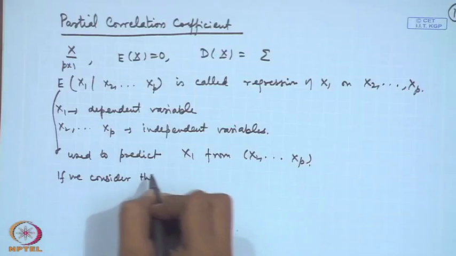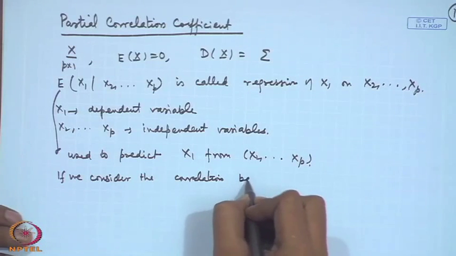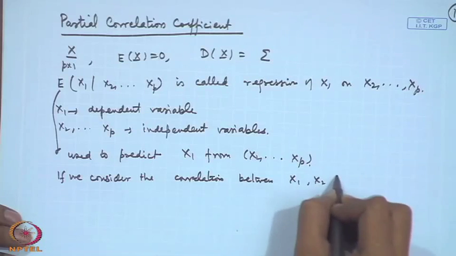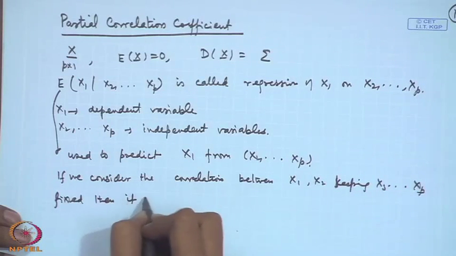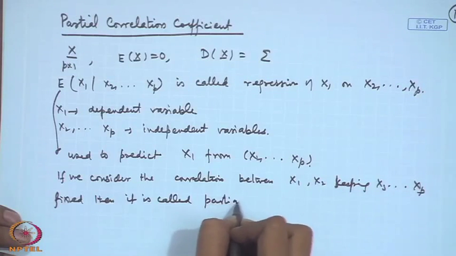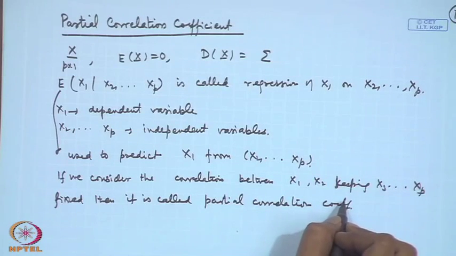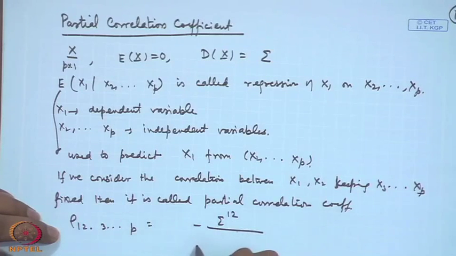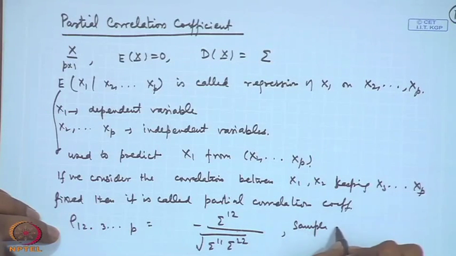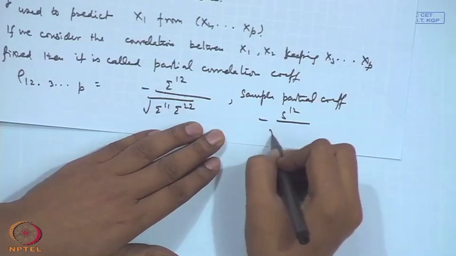If we consider the correlation between x1 and x2 keeping x3 to xp fixed, then it is called partial correlation coefficient. So, we have, for example, rho 12 dot 3 up to p equal to minus sigma 12 divided by square root of sigma 11 sigma 22, and one can obtain the sample partial correlation coefficient from here by considering minus s12 by square root of s11 s22.